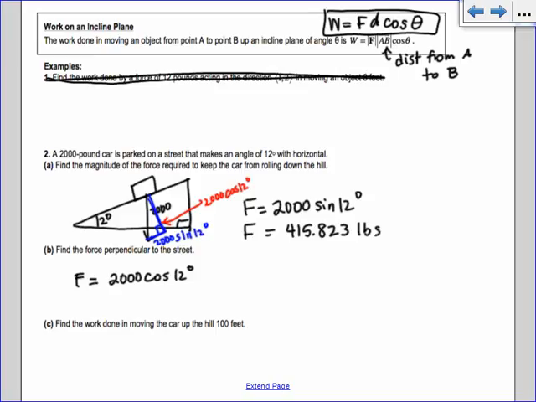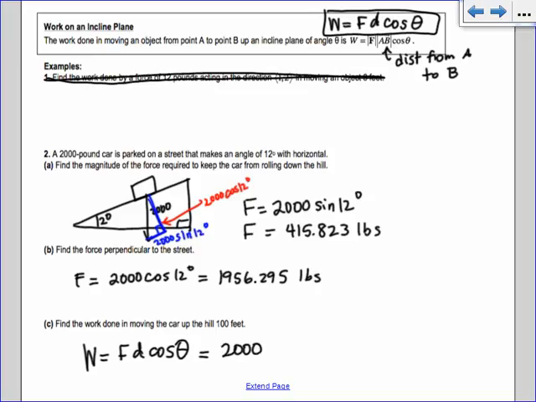Okay, so the one that is perpendicular is going to end up being 1,956.295 pounds. So the work done in moving the car up the hill 100 feet involved that F cosine theta. That was where this came from in the formula. It's coming from that force that's perpendicular. That's the force that we're pushing a certain distance. So my work ends up being F d cosine theta.